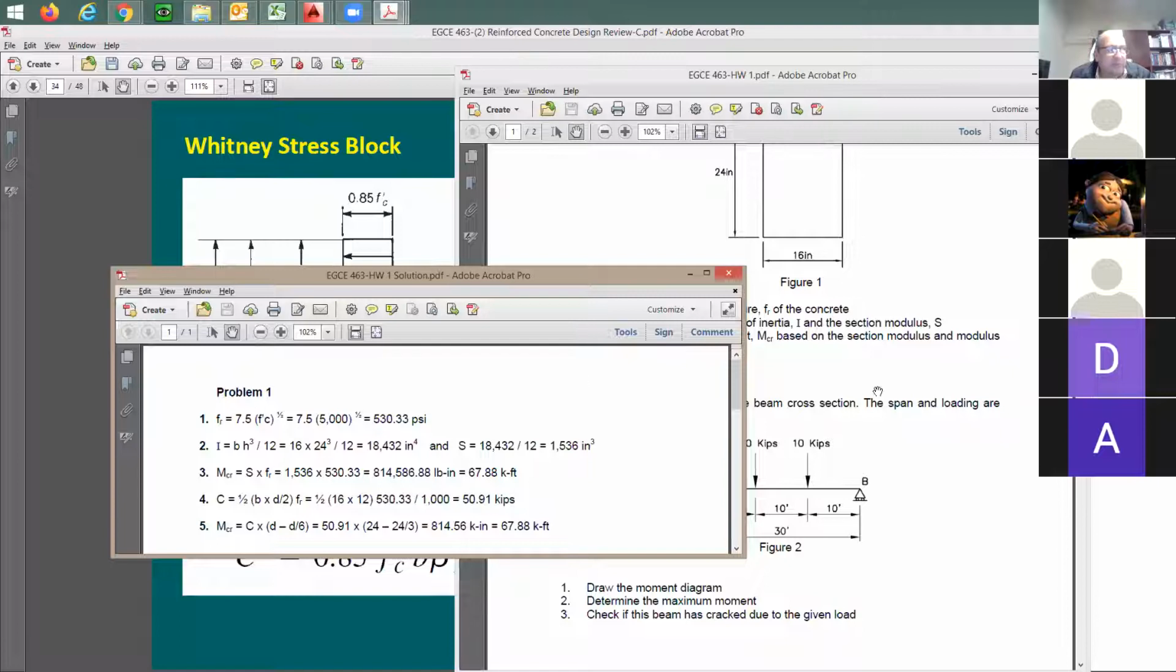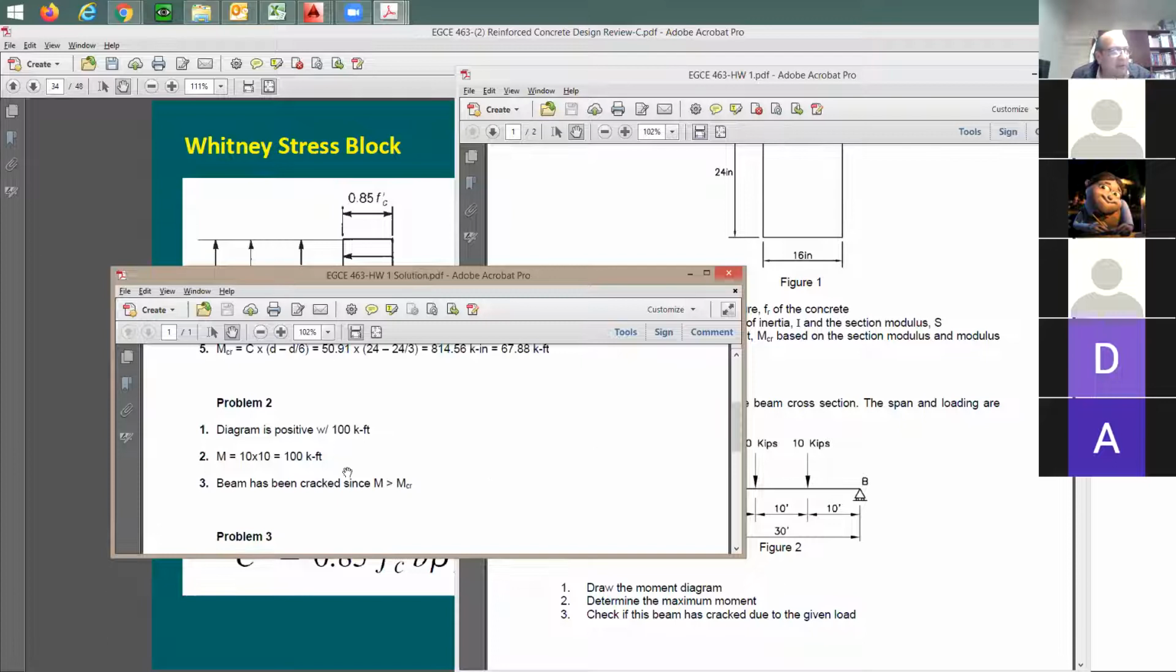So based on the first problem, based on the section properties, I was able to find out the cracking moment. It's not really the capacity, but you can consider it to be the capacity at this point. It's going to be your limit state, the limit at which the beam is going to start to crack. So the beam is going to crack at 67.88. From the moment diagram, when you have this 100 kip-feet, the moment is equal to 100 kip-feet, which means that the beam is going to crack. It's that simple.